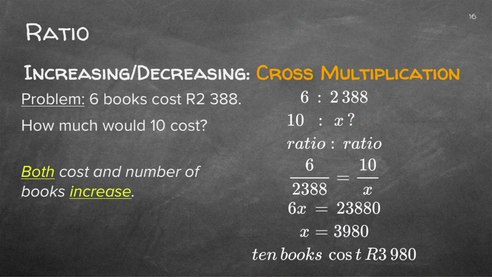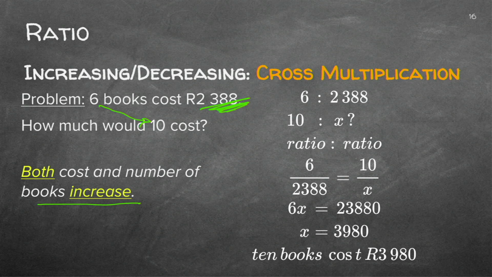So let's look at the problem. 6 books cost 2,388. How much would 10 cost? So can you see that the 6 is now becoming 10 books? So there's an increase. And when I find the answer, it must be more than 2,388. So both cost and number of the books increase. That means it's a ratio problem. It's direct proportion.